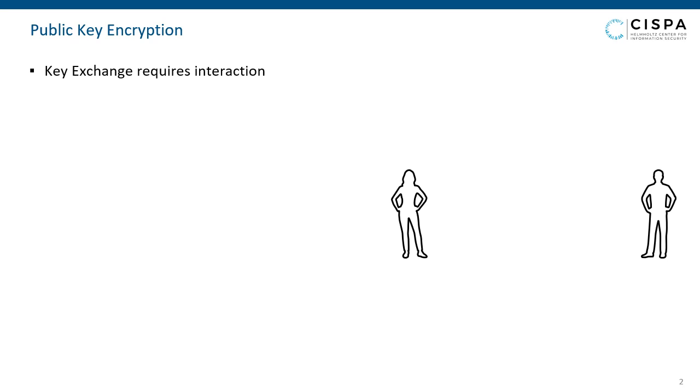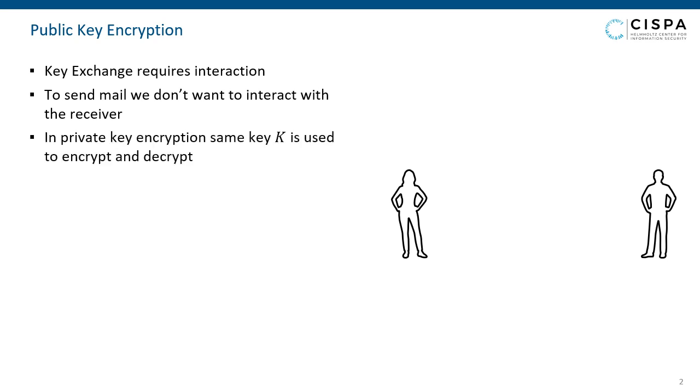Last time, we talked about key exchange protocols, but we've seen that key exchange requires interaction. So if Alice and Bob want to talk in private with one another, they first have to exchange a key via a key exchange protocol. Now, if you want to send a mail to someone, you don't want to interact with them first. So you just want to send your encrypted letter without first asking the person if they want to receive your letter.